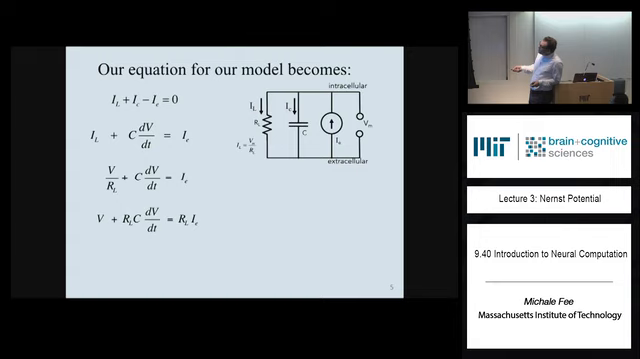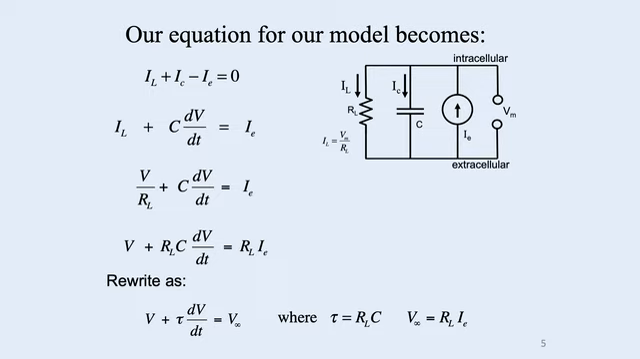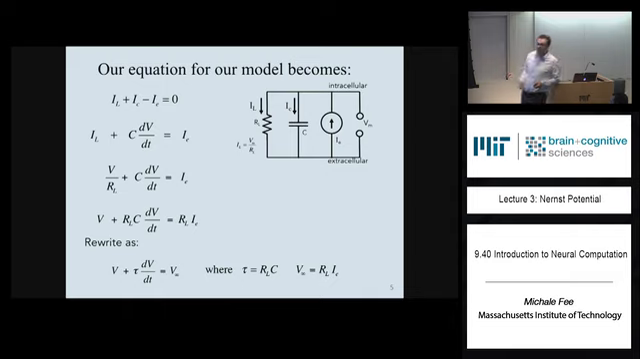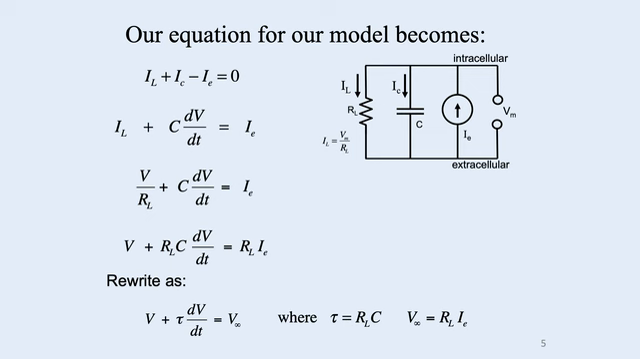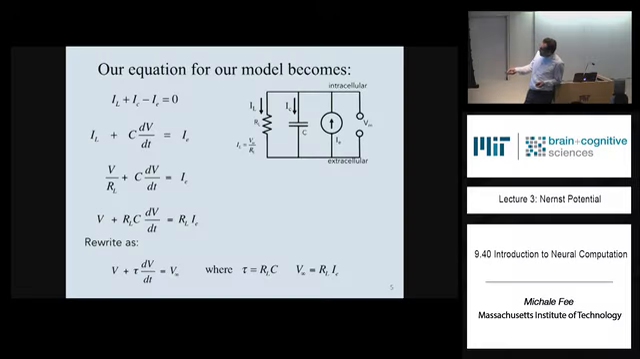We rewrote this a little bit by multiplying through by the leak resistance. And we rewrote this again, making a couple substitutions. We used tau in place of RC, so that becomes a time constant, and V infinity is this expression on the right, R leak times the injected current. So the differential equation that we now have for the dependence of the membrane potential on injected current looks like this: V plus tau dV/dt is equal to V infinity. When we inject current into the cell, we're changing V infinity.